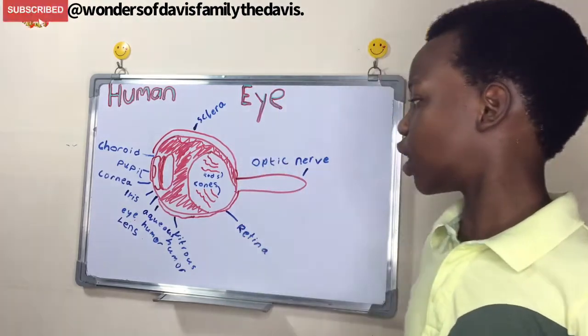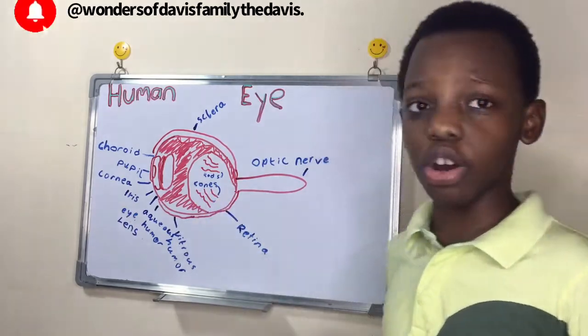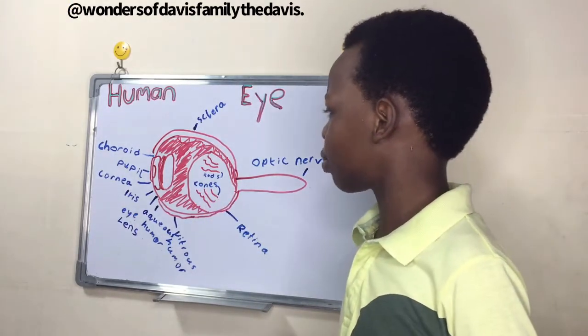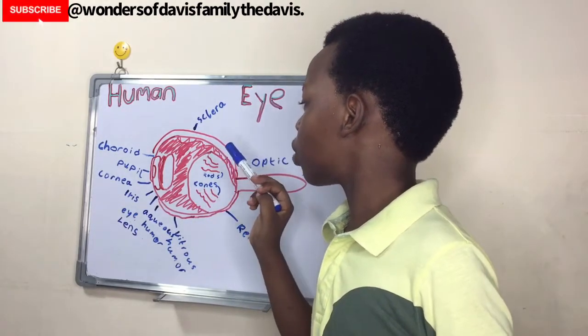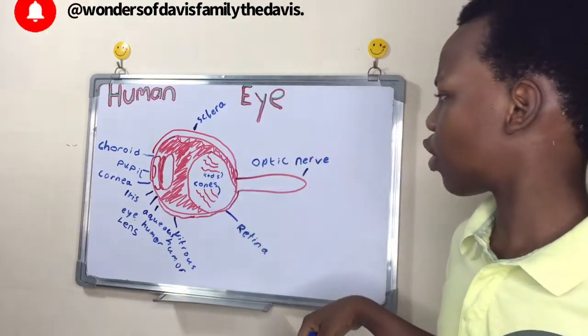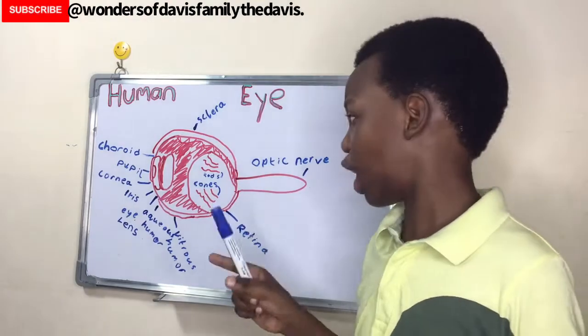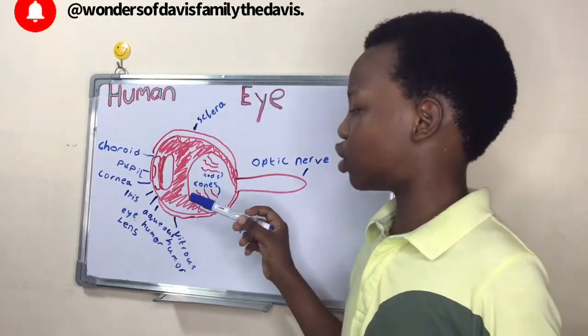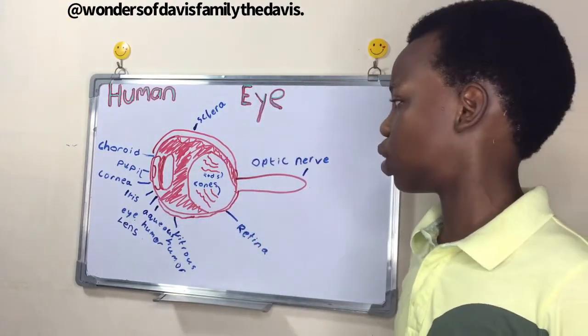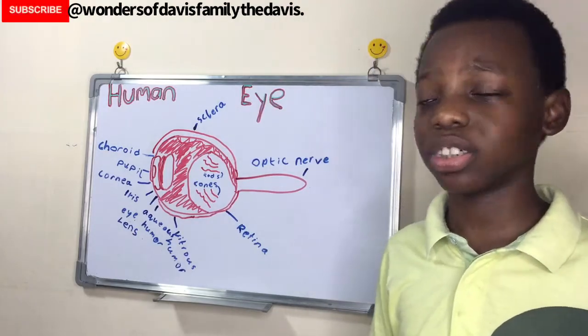Now, continuing with this aqueous humor over here, it kind of separates the pupil, cornea, and iris from the eye lens, which we're going to start talking about soon after this. And its job is kind of to separate the both. That's all it really does.